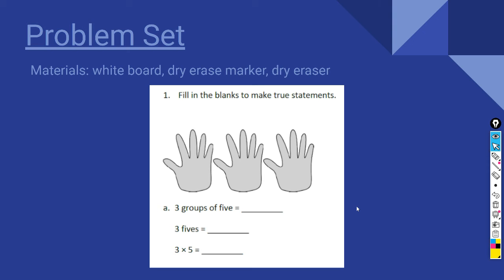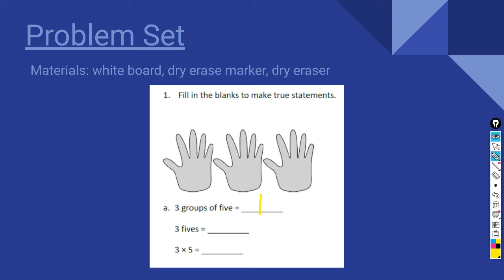Fill in the blanks to make true statements. 3 groups of 5 equals, go ahead on your whiteboard and write down what you think the answer is to 3 groups of 5. And it's showing you the picture. There are 3 hands, and each hand has 5 fingers. So you're trying to figure out how many fingers there are all together. Good, so there is 15.